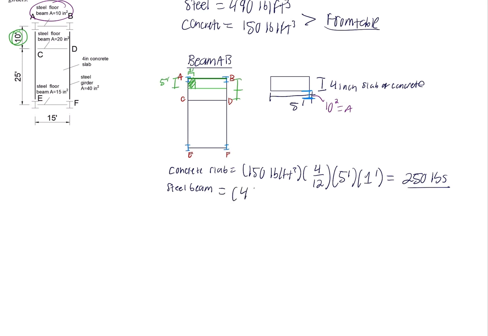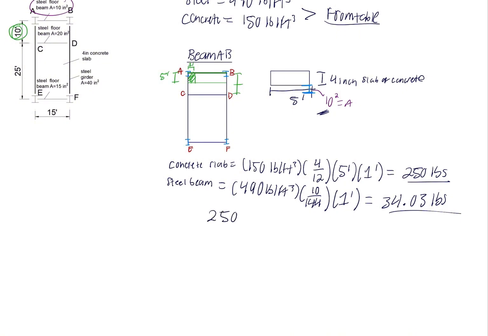We will do this by multiplying the 490 pounds per cubic foot times the area, which is 10 cubic inches, and we will convert that into cubic feet by dividing by 144 and then multiplying it by 1 foot. This will give us 34.03 pounds. We will then add these 250 pounds plus the 34.03 pounds, which will give us a total of 284.03 pounds.